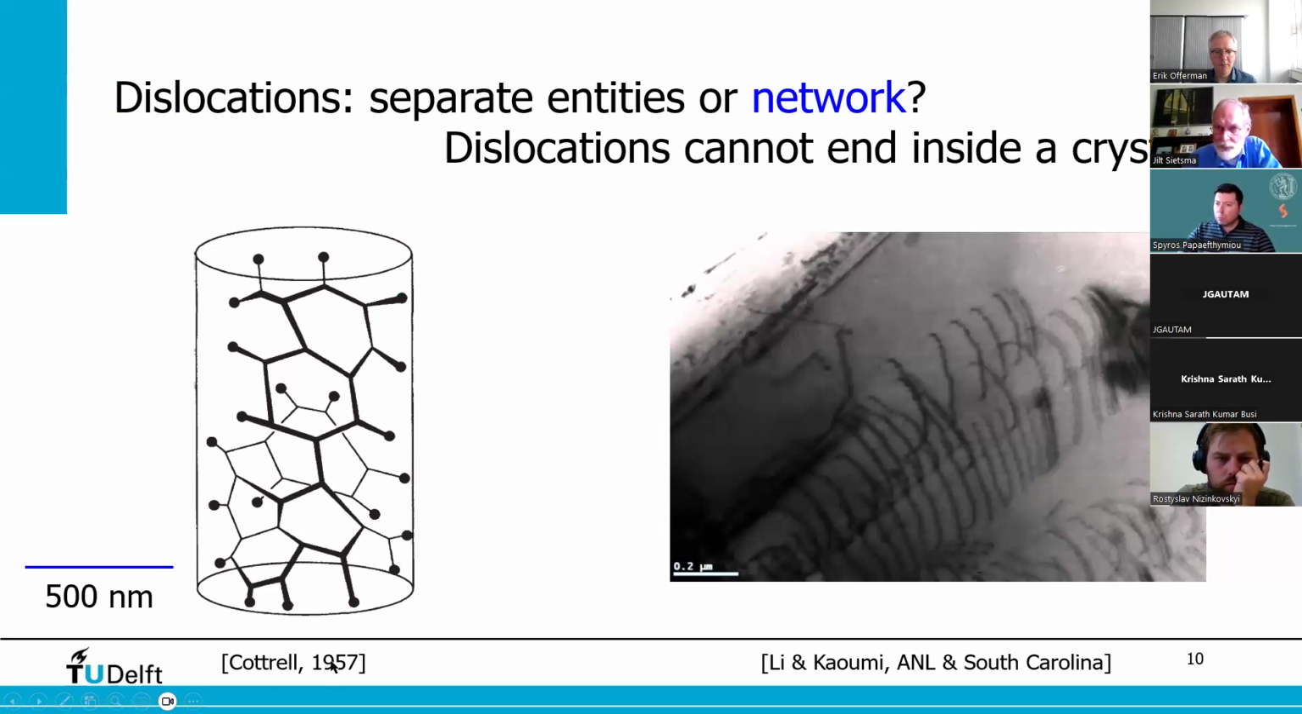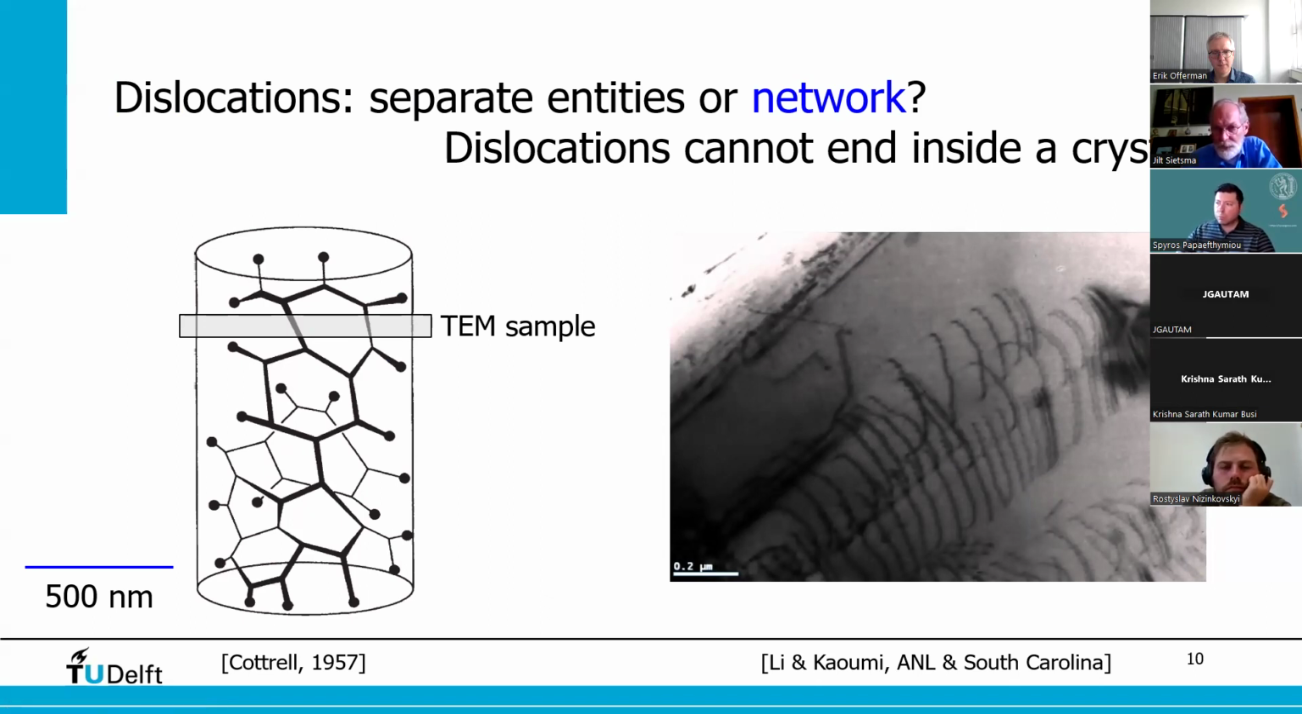And that was already recognized in the beginning. Cottrell is a very well-known name, of course. His work of 1957. And he said it's a network. And indeed, it's a network within a crystal because a dislocation cannot end. So what do we see here in transmission electron microscopy? We see separate dislocations because the thickness of the sample is smaller than the sizes in the network. So this is a typical TEM sample, which shows that the structure that you see in TEM helps to see the dislocations, to see them move, etc.